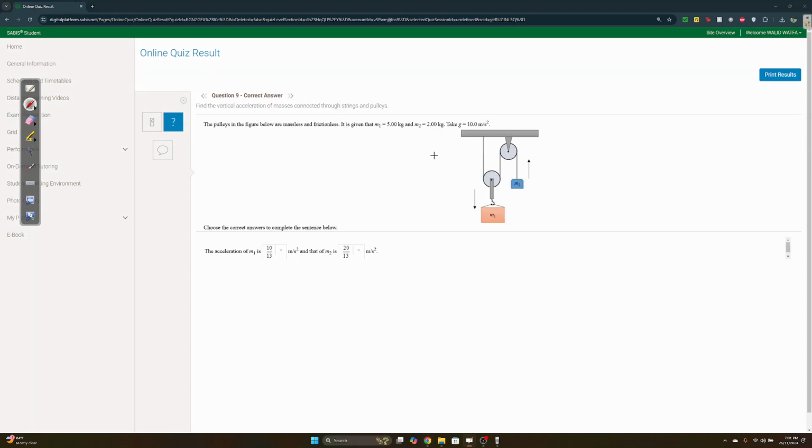9. The pulleys below are massless and frictionless. It's given that M1 is 5 and M2 is 2. Find the acceleration of M1 and that of M2. So when it's released, what's going to happen? First of all, we're going to say that the acceleration of this object, we'll call it A2, is equal to 2 times A1. You're going to need this later. You don't need to know it, but you'll see it in the answer actually.